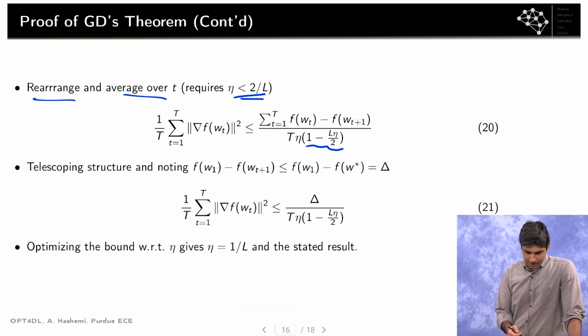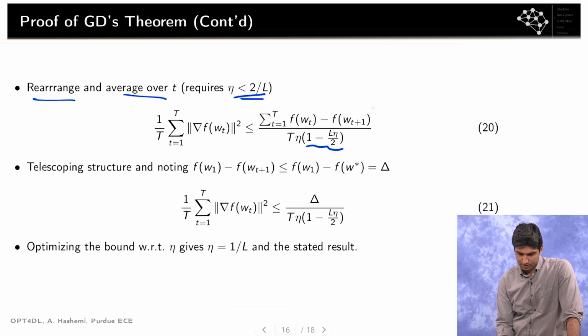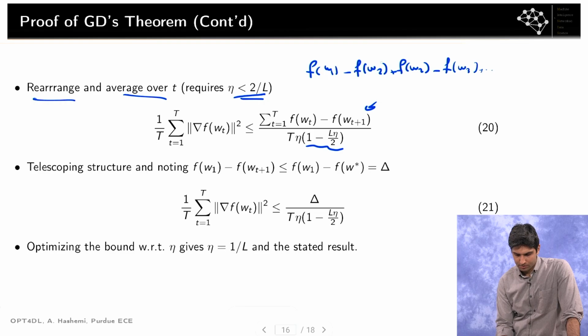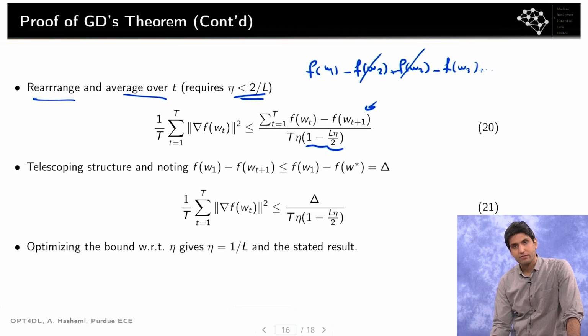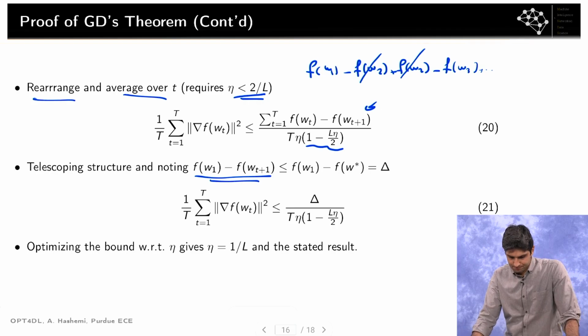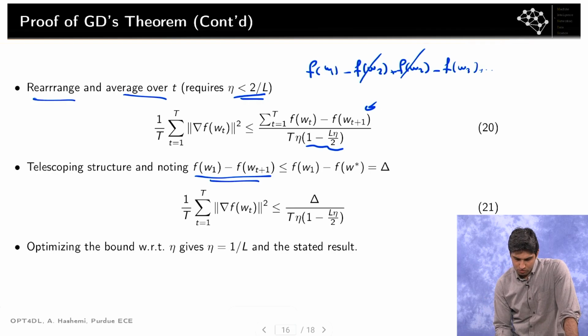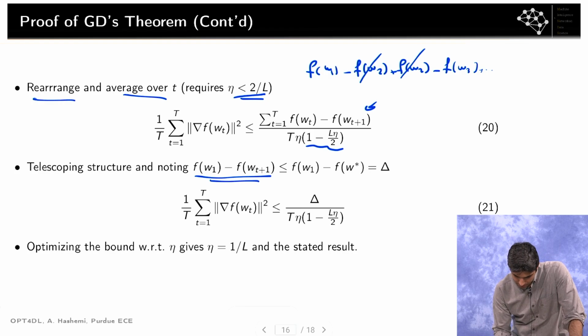But after rearrangement and taking the average, we notice the telescoping structure that I see here in the numerator. So I have, let's say, f of W1 minus f of W2 plus f of W2 minus f of W3, etc. So all of these terms in the middle will cancel, and then I'm going to be left with the first term minus the last term. Okay, so essentially something like this. And this is something we saw before as well. Okay, now we're going to note that whatever W_T plus 1, sorry, this has to be capital T.